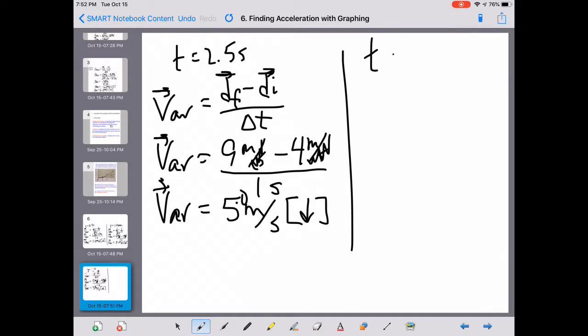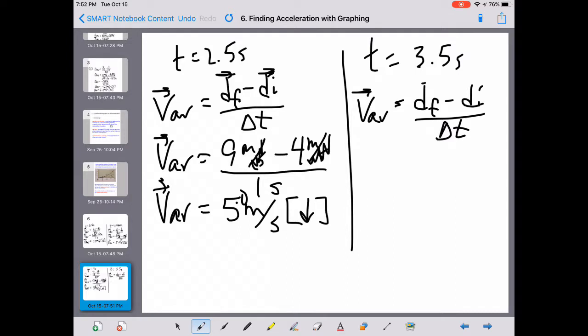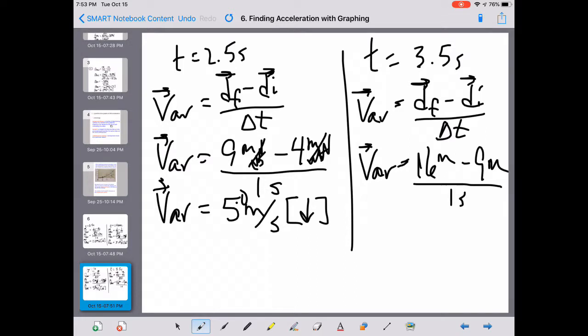Our last one, time is equal to 3.5 seconds. So average velocity is equal to df minus di again, over top of our change in time. We've got 16 meters this time for a position, 16 meters minus 9 meters. And all of that again is still over that 1 second time interval. So our speed is equal to, in this case, 7.0 meters per second heading downward.